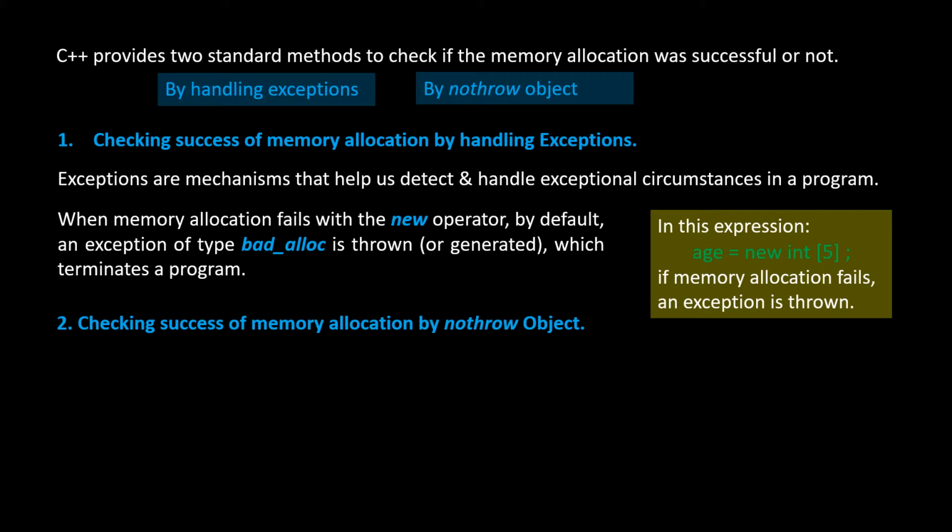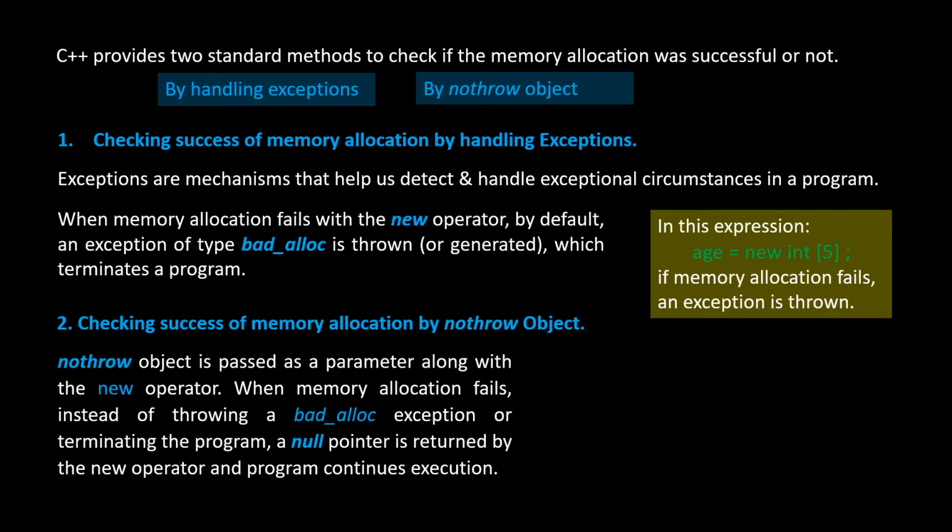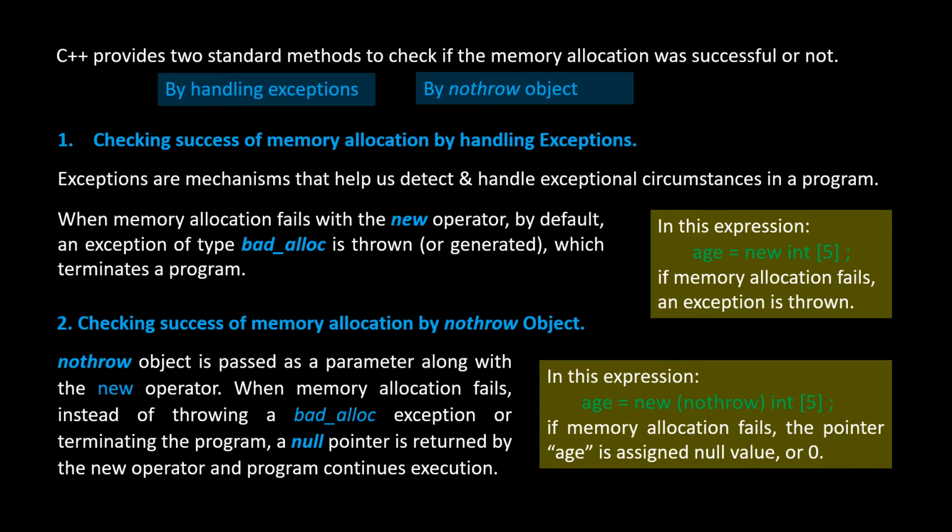Number 2. Checking success of memory allocation by nothrow object. Nothrow object is passed as a parameter along with the new operator. When memory allocation fails, instead of throwing a bad_alloc exception or terminating the program, a null pointer is returned by the new operator, and program continues execution. In the expression age = new (nothrow) int[5], if memory allocation fails, the pointer age is assigned null value or 0.